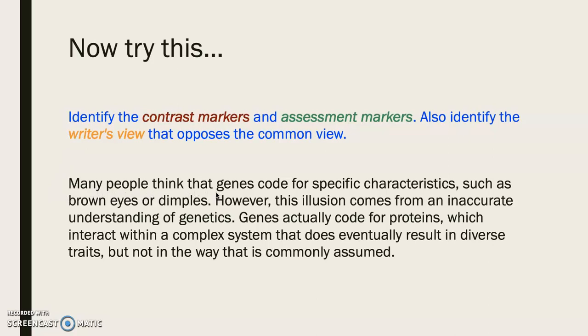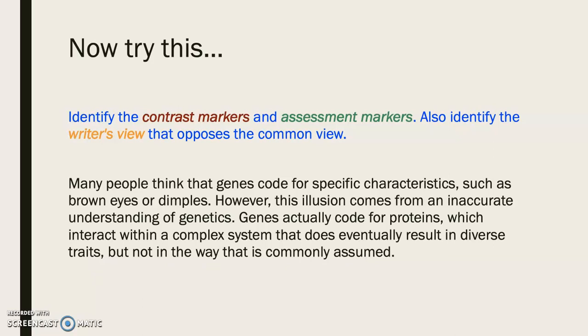So let's look at this. Many people think that genes code for specific characteristics, such as brown eyes or dimples. However, this illusion comes from an inaccurate understanding of genetics. Genes actually code for proteins, which interact within a complex system that does eventually result in diverse traits, but not in the way that is commonly assumed.